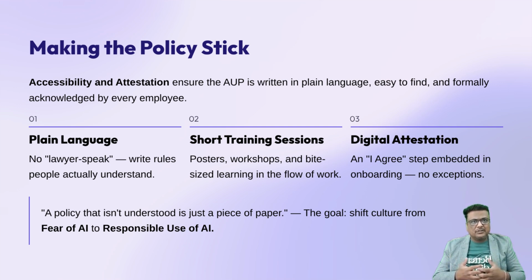As a governance professional, I always say, a policy that isn't understood is just a piece of paper. We want to turn the AUP into a living document. This means holding short training sessions, using simple posters in the break room, and making sure the attestation, the digital I agree button, is part of the onboarding process. When everyone knows the rules, the whole culture shifts from fear of AI to responsible use of AI.